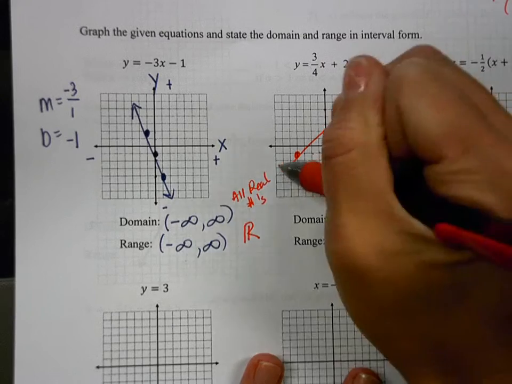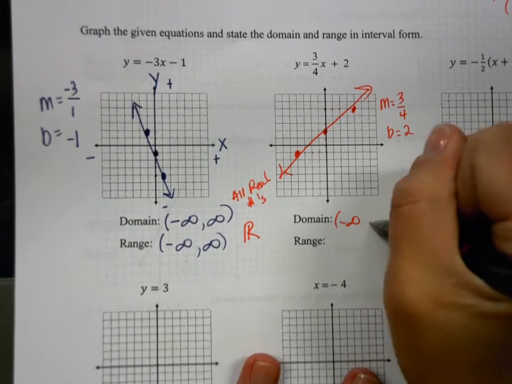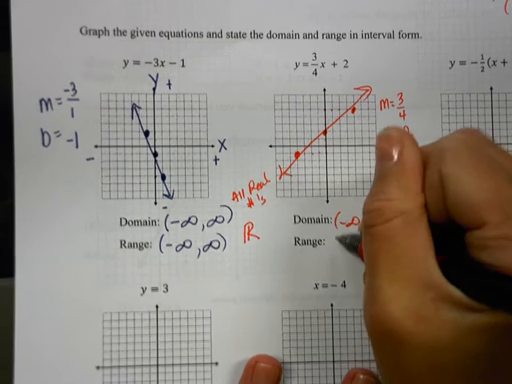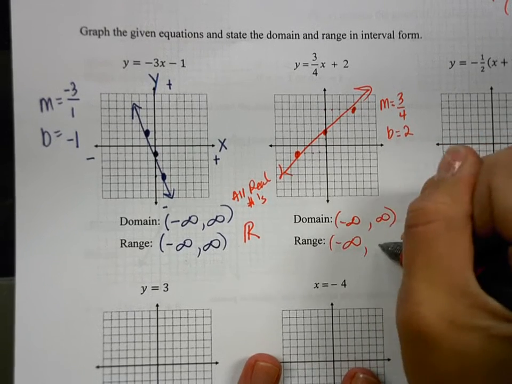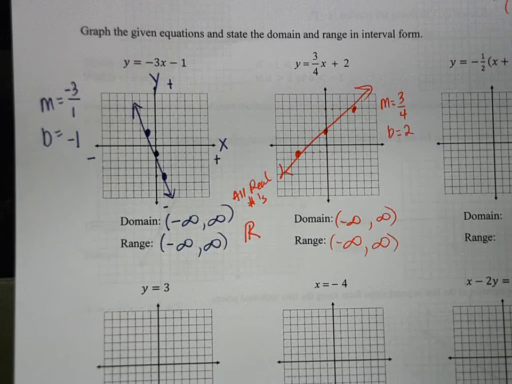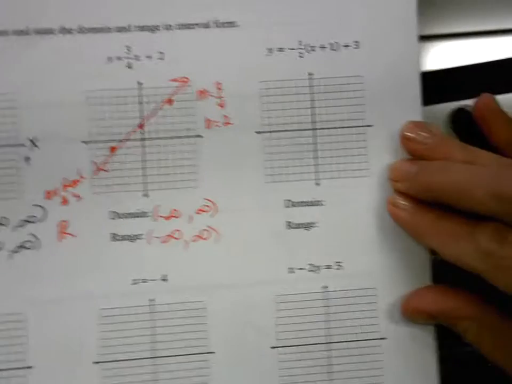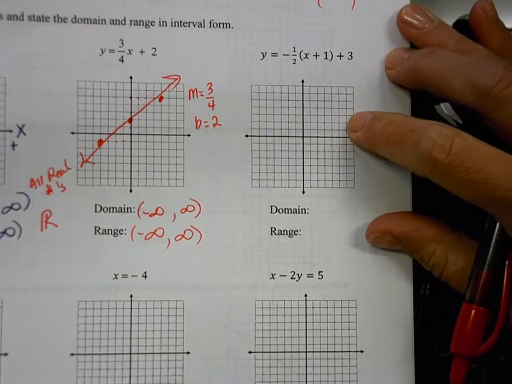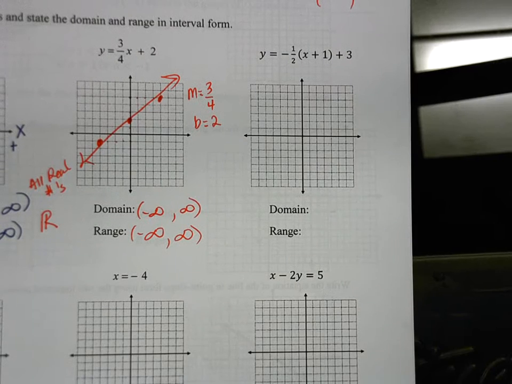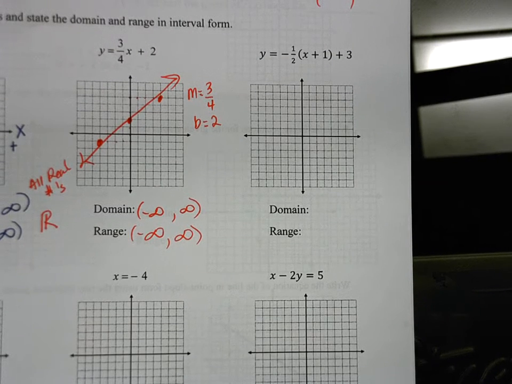What will be my domain on this? Good, negative infinity to positive infinity. And same with my range. Questions? Okay. What do you notice is different about this next problem? It has parentheses. Good. What else? What would I need to do in order to be able to graph this?